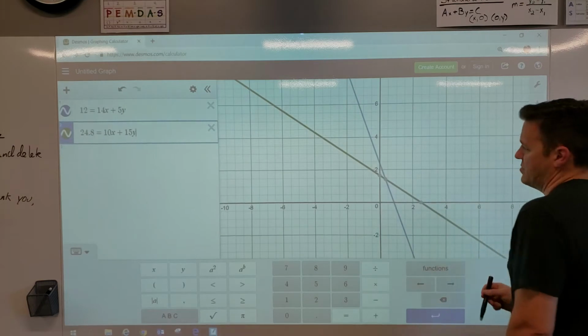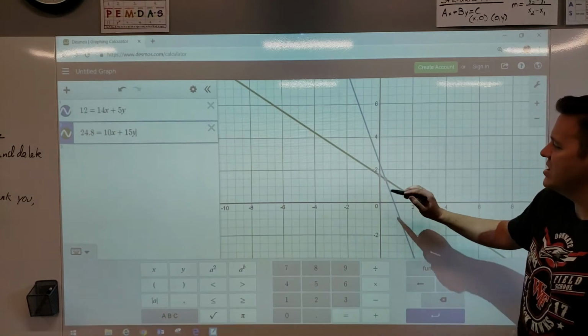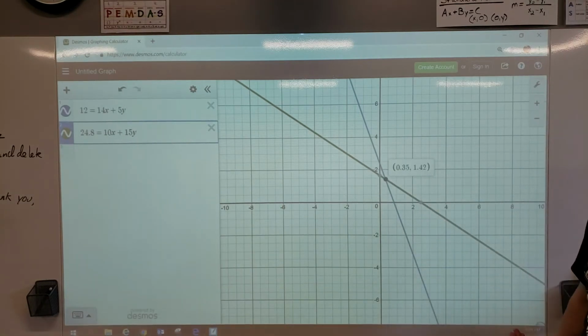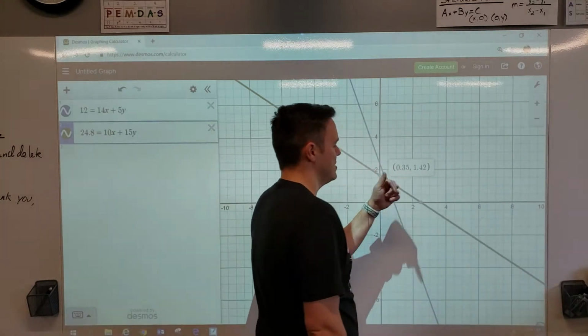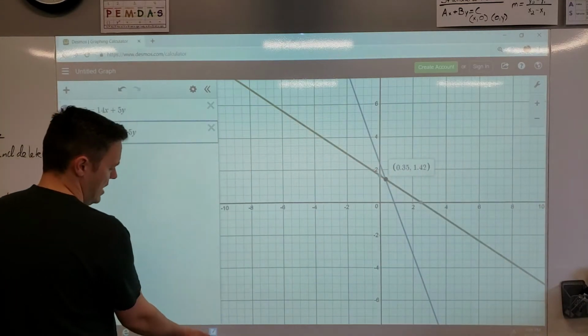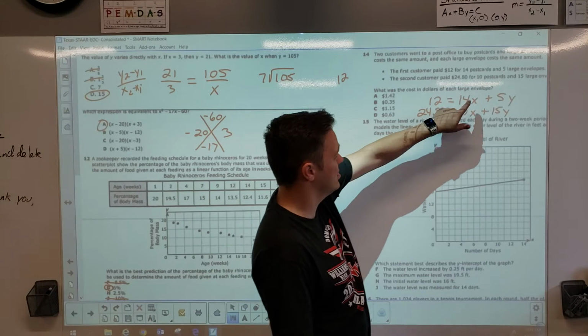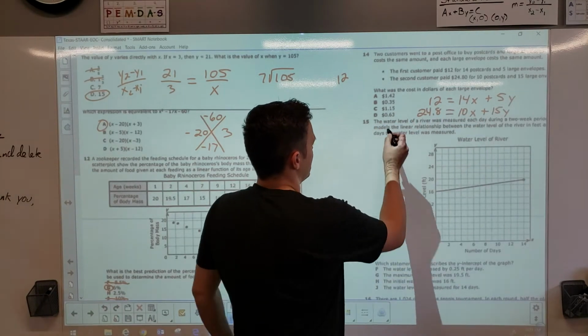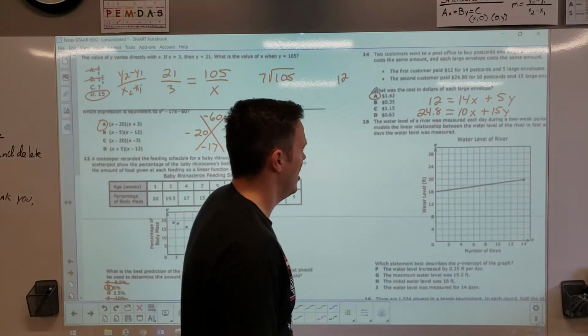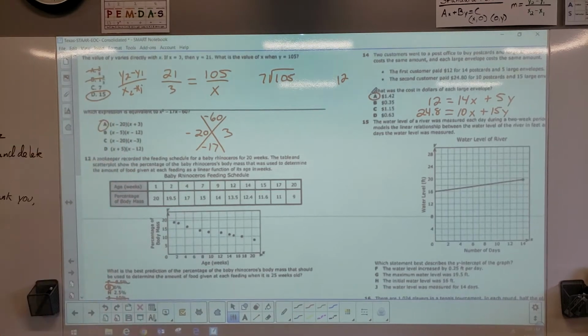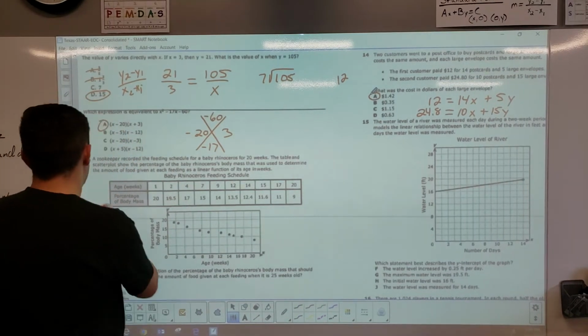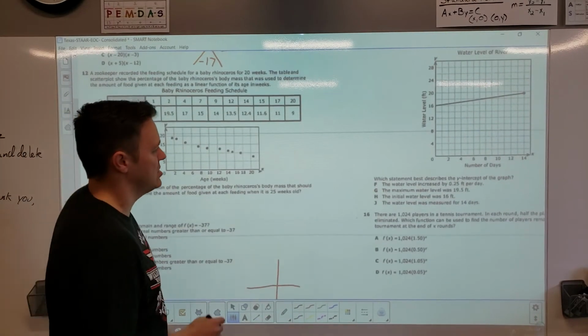I can't see it because I'm too zoomed out. My intersection is right there. So my x value is 35 cents. My y is 142. And if I remember correctly, my y is the large envelopes. I want to know the cost of a large envelope, which is in fact 142. All right, so make sure you guys know the difference between them.